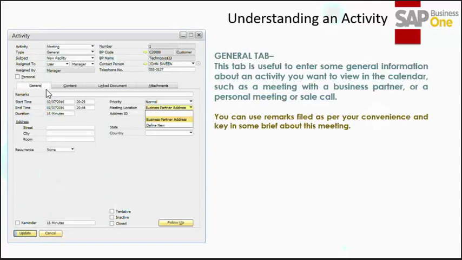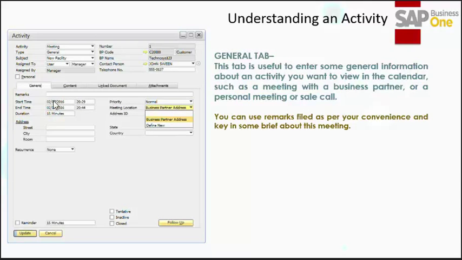Let us see the general tab. This tab is useful to enter some general information about the activity that you want to view in the calendar, such as meeting with a business partner or a personal meeting or sales call. You can use this remark field as per your convenience and key in some brief about this meeting.